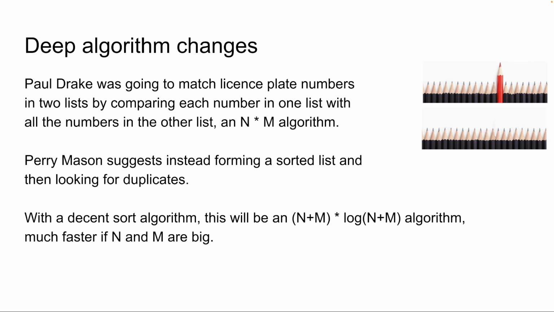So Paul Drake was going to match license plate numbers in two lists by comparing each number in one list with each of the numbers in the other list, an N by M algorithm. Perry Mason suggests instead forming a sorted list and then looking for duplicates. Of course, with a decent sorting algorithm, this will be an (n plus m) times log of (n plus m) algorithm, much faster if m and n are big.